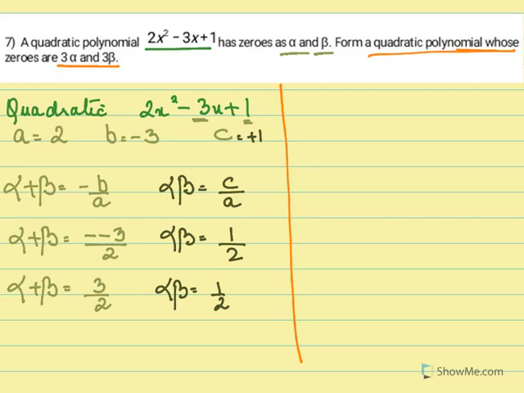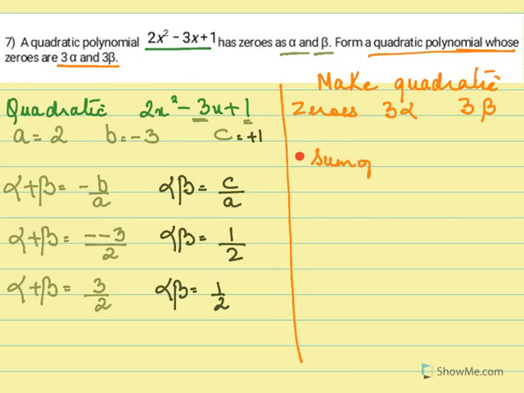So this is the second part. Now we are making a quadratic. To make a quadratic, you need to know the zeros. So one zero is 3 alpha, the other zero is 3 beta. And the steps to make a polynomial, first step is we have to find the sum of roots. It is 3 alpha plus 3 beta. So 3 common out, alpha plus beta.